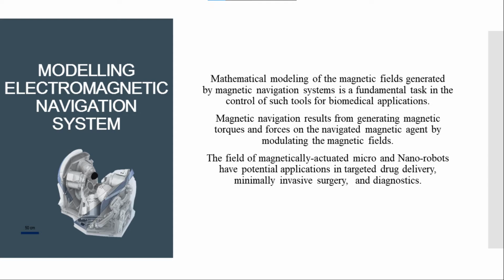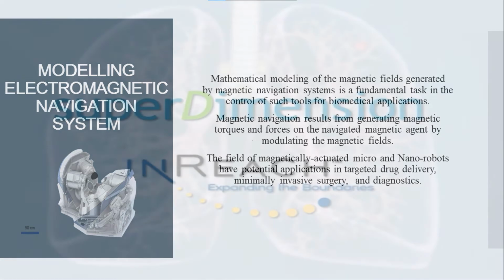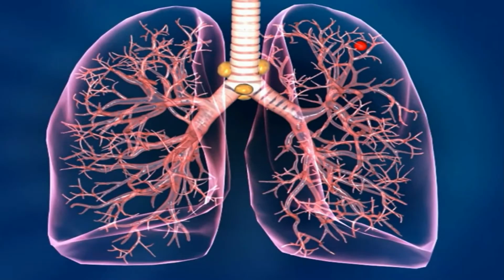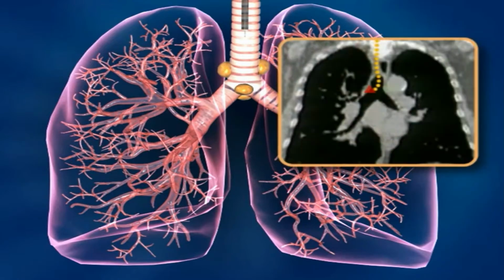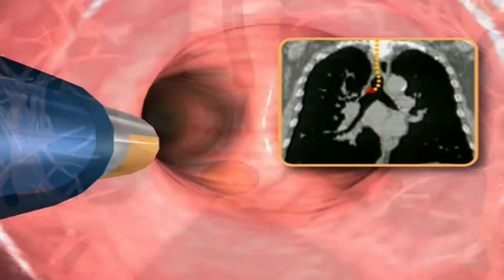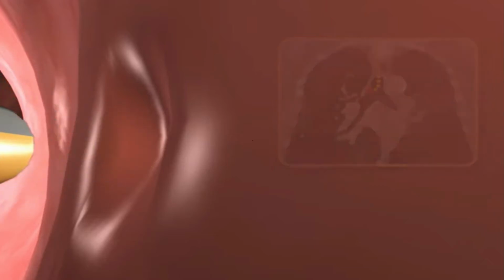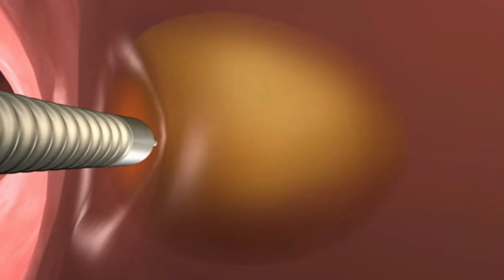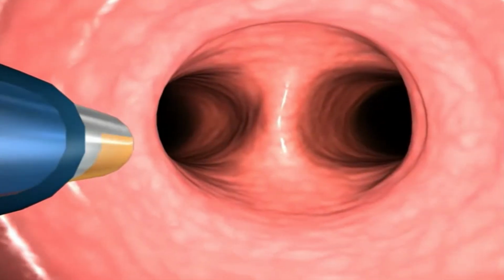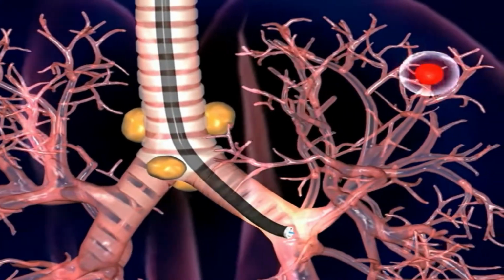This technology is also used in controlled wireless capsules for non-invasive examination of the large gastric cavity. Also, it is used in bronchoscopy, and in this video you can see steerable catheters being used, which are controlled by using a magnetic field generated by electromagnets outside.